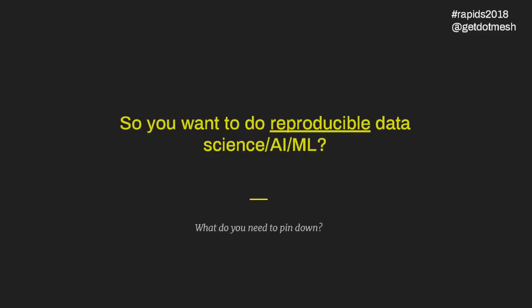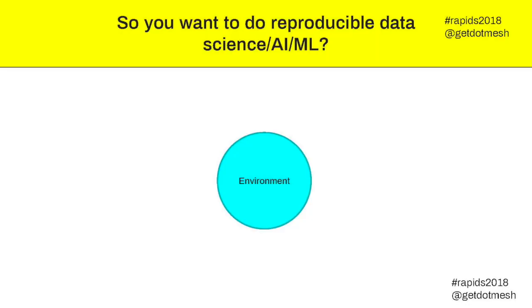So my understanding of how to make data science, AI, machine learning reproducible is that you need to pin down certain things. There are really 3 things that you need to pin down, at least, in order to be able to guarantee reproducibility of a piece of research or a model that you're developing and trying to ship into production.